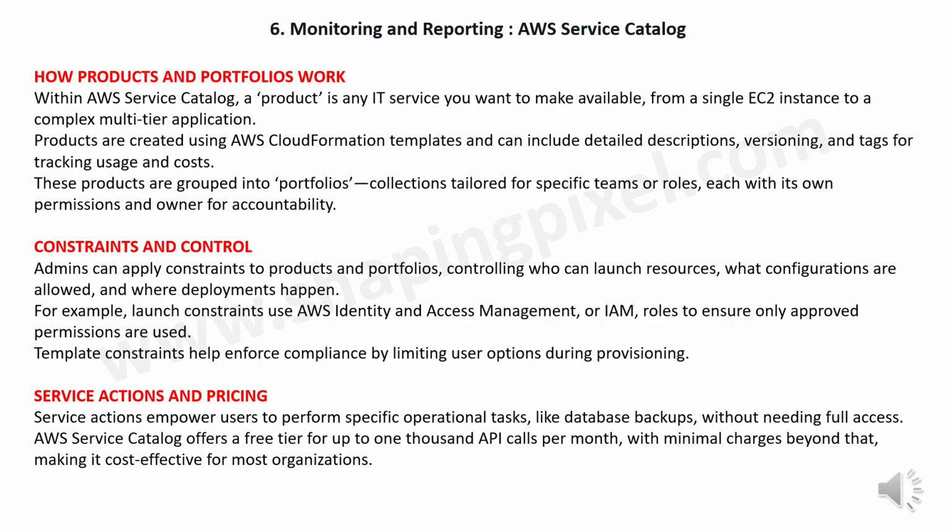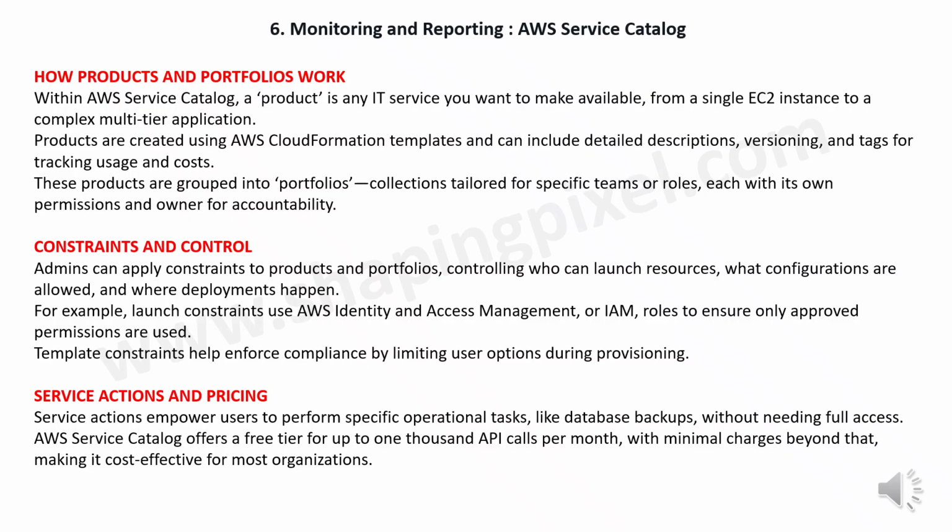Within AWS Service Catalog, a product is any IT service you want to make available, from a single EC2 instance to a complex multi-tiered application. Products are created using AWS CloudFormation templates and can include detailed descriptions, versioning, and tags for tracking usage and costs. These products are grouped into portfolios, collections tailored for specific teams or roles, each with its own permissions and owner for accountability.